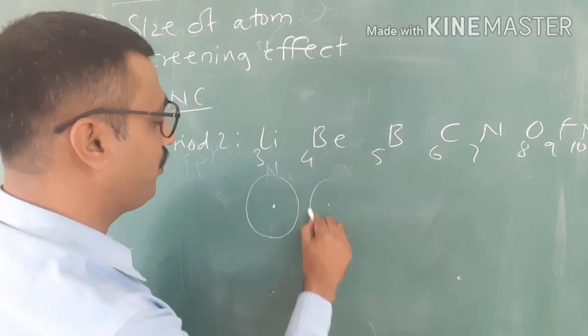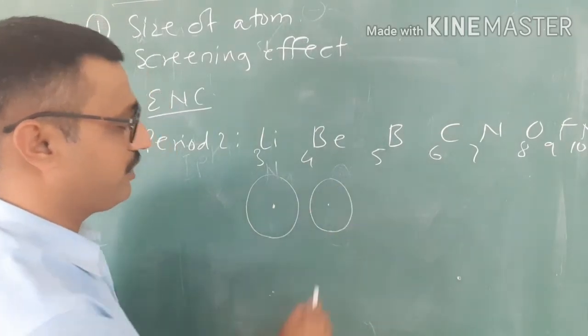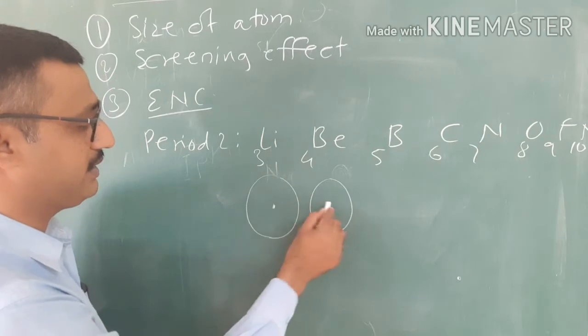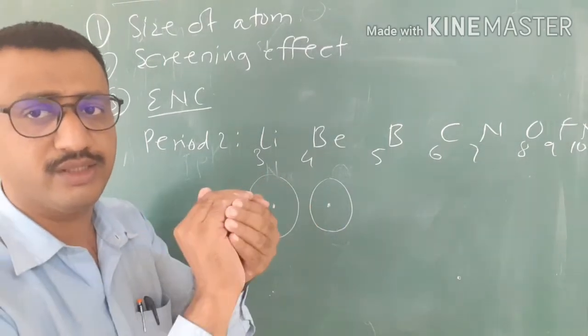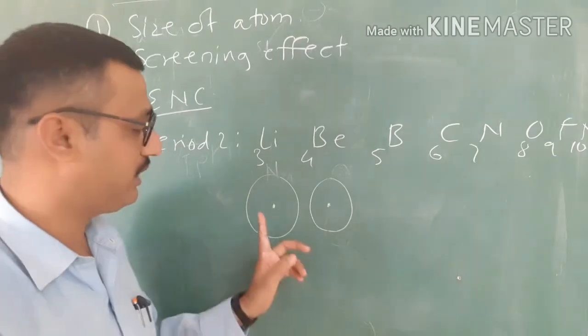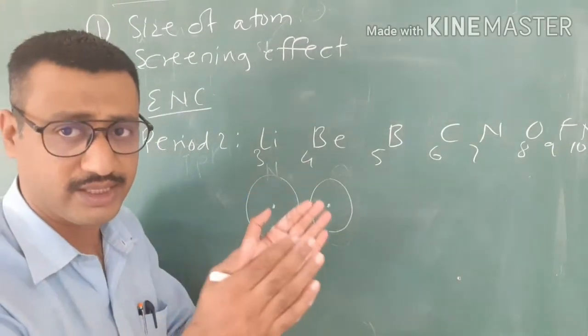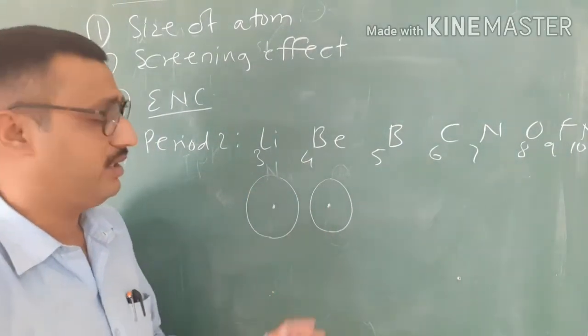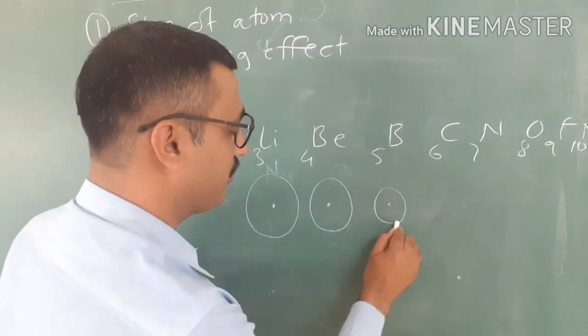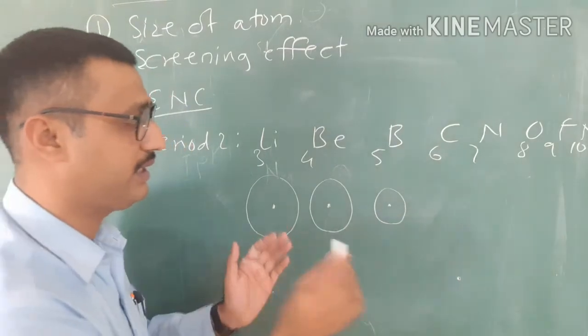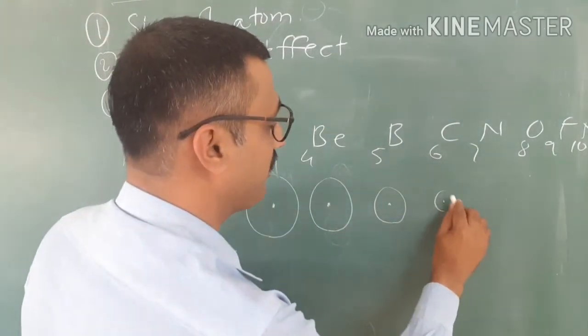Beryllium consists of 4 protons and 4 electrons. The nuclear charge increases. Instead of 3, 4 protons are here. The ability of the nucleus, that positive polarity of the nucleus, is increased here. That's why electrons are attracted more towards the nucleus. In the case of boron, there are 5 protons, so again the size is decreased. Carbon has 6 protons. Are you understanding?